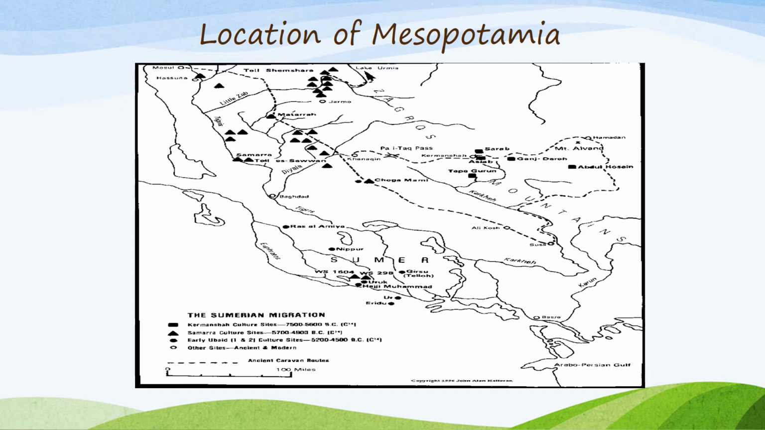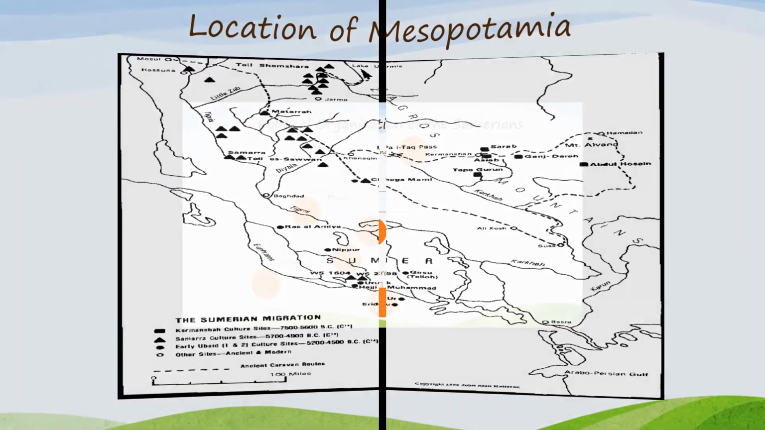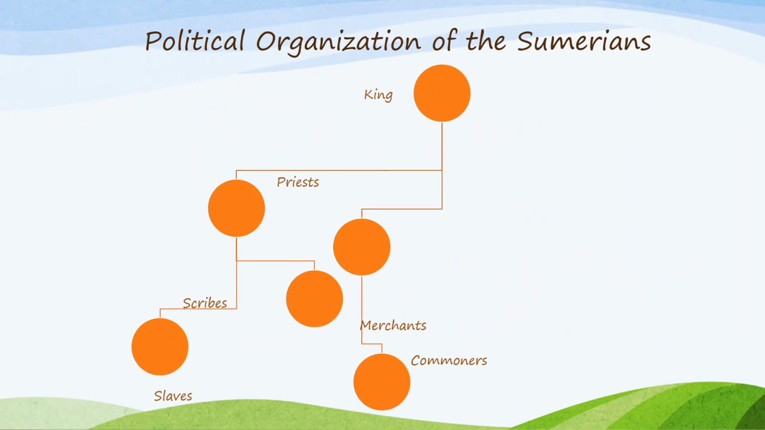Mesopotamia had a social hierarchy consisting of three social classes: the nobility. Here is the political organization of the Sumerians. The people who lived in the region of Mesopotamia, otherwise known as the land between two rivers, were called Sumerians.